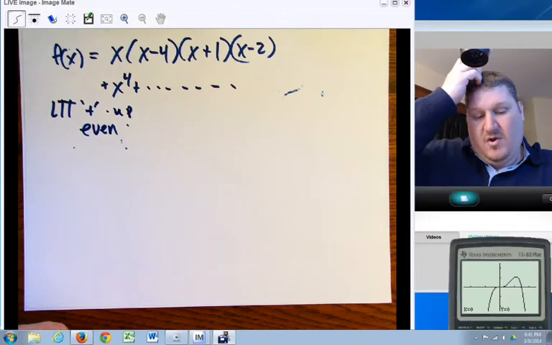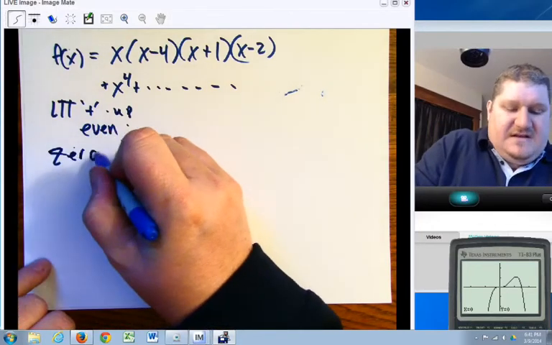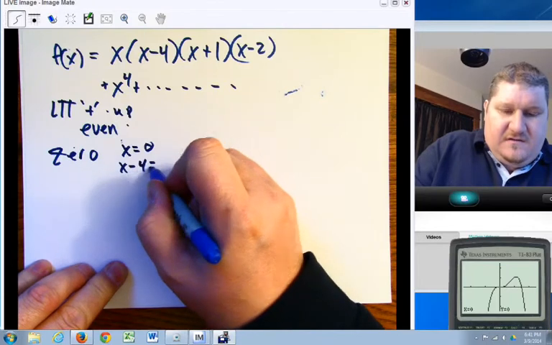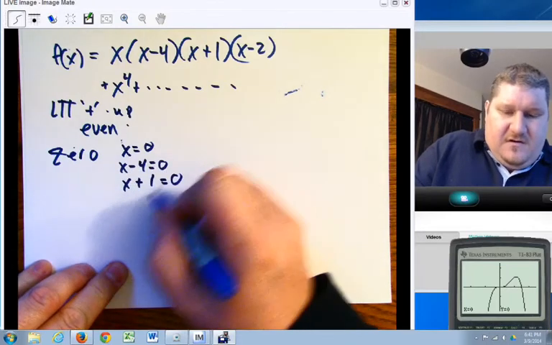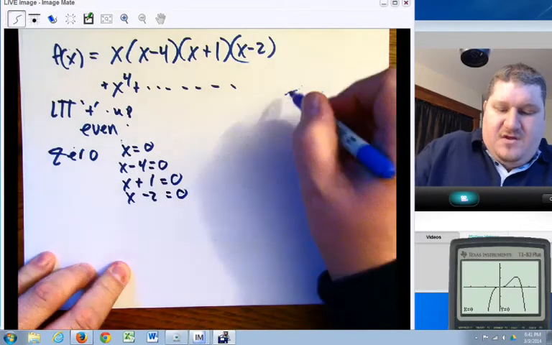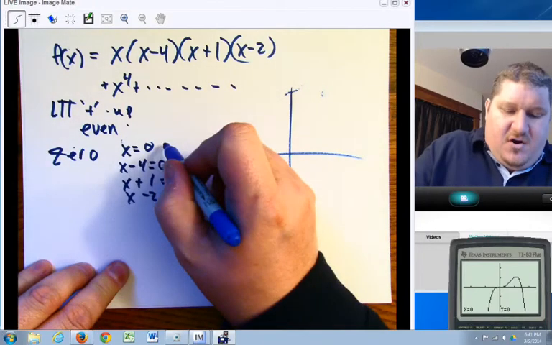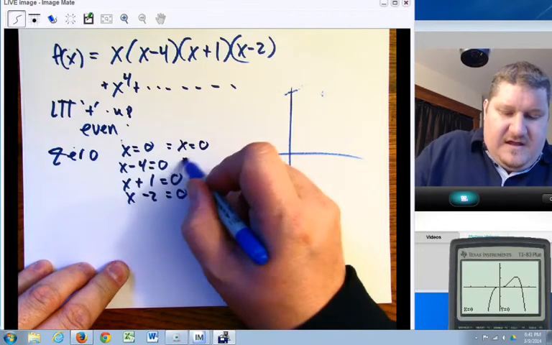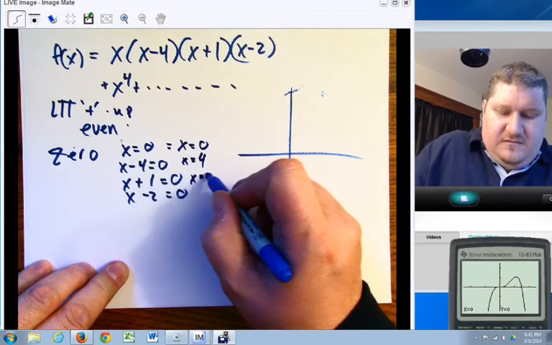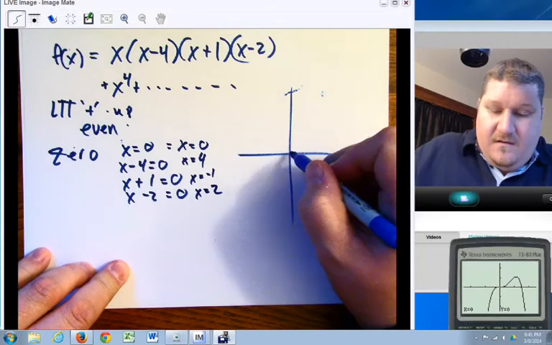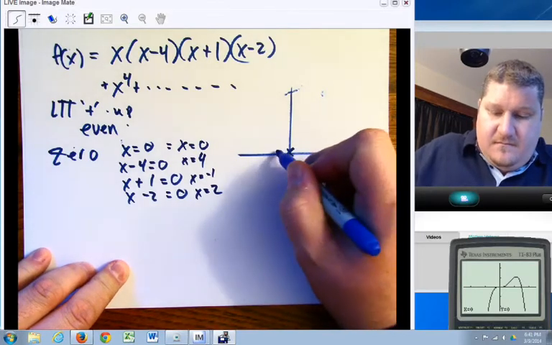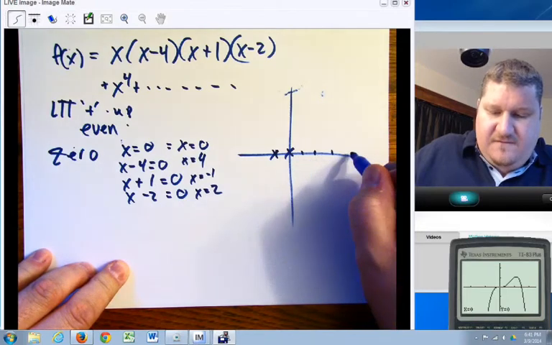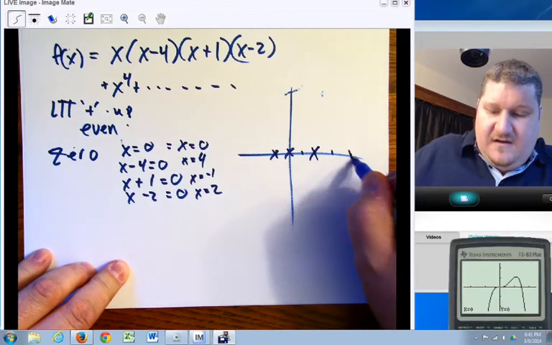Now, we can find our zeros. The nice thing is that with it factored already, you have x equals 0, x minus 4 equals 0, x plus 1 equals 0, x minus 2 equals 0. So we can find all our zeros in a hurry. x equals 0, x equals 4, x equals negative 1, x equals 2. So negative 1, 0, 1, 2, 3, 4.